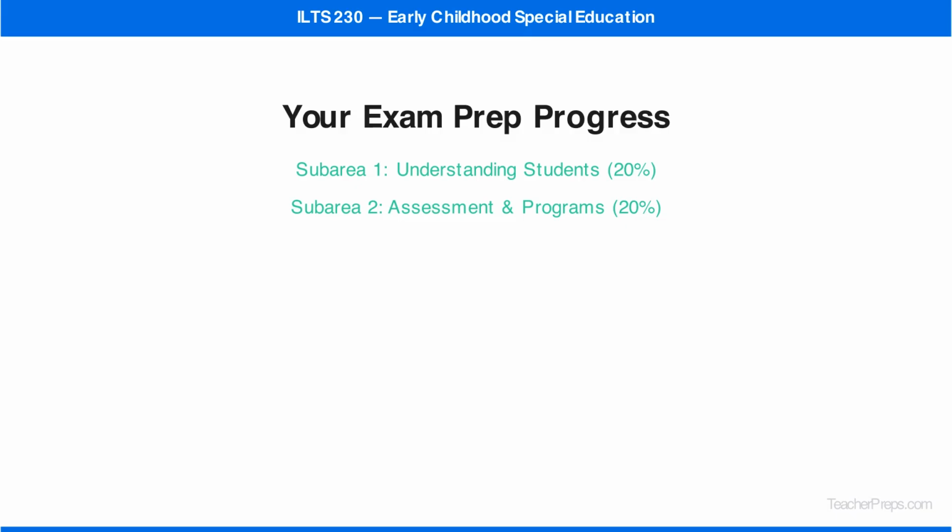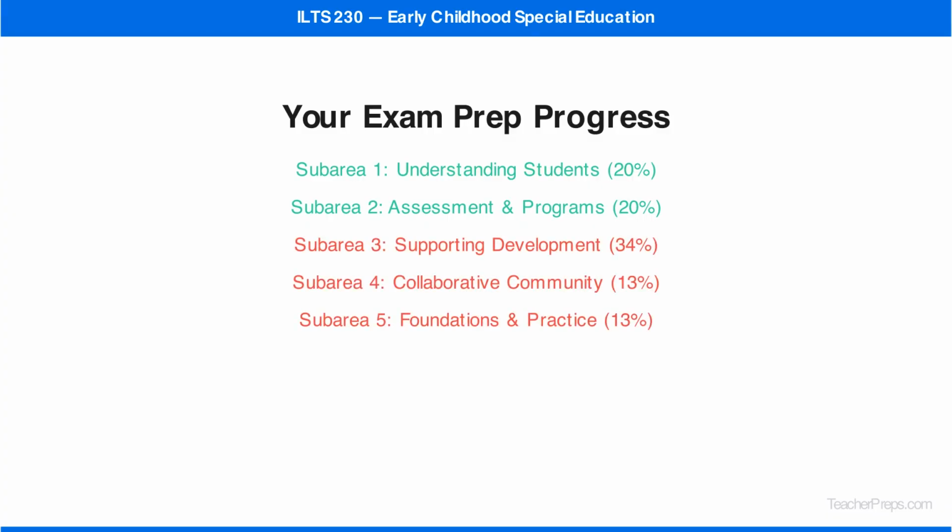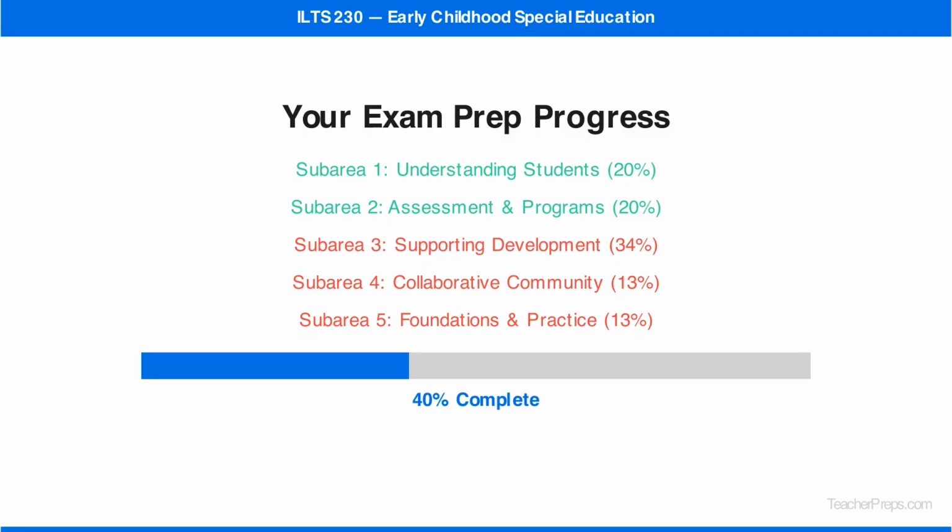Great work covering Subareas 1 and 2. You now have a solid foundation in understanding students with disabilities and assessment and individualized programming. But here is the thing. Those 2 subareas are only 40% of your exam. You still need Subarea 3, supporting development and learning, which is the largest section at 34%. You also need Subarea 4, working in a collaborative learning community, at 13%, and Subarea 5, foundations and professional practice, at 13%. That is 60% of your exam that we have not covered yet.